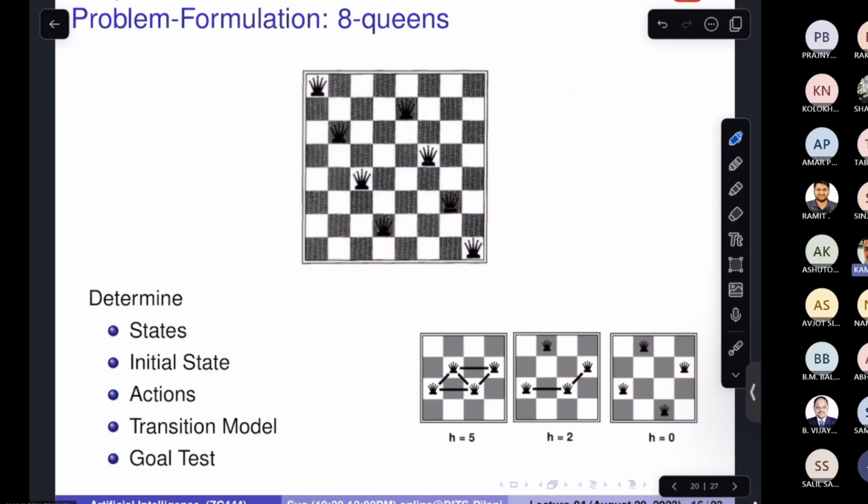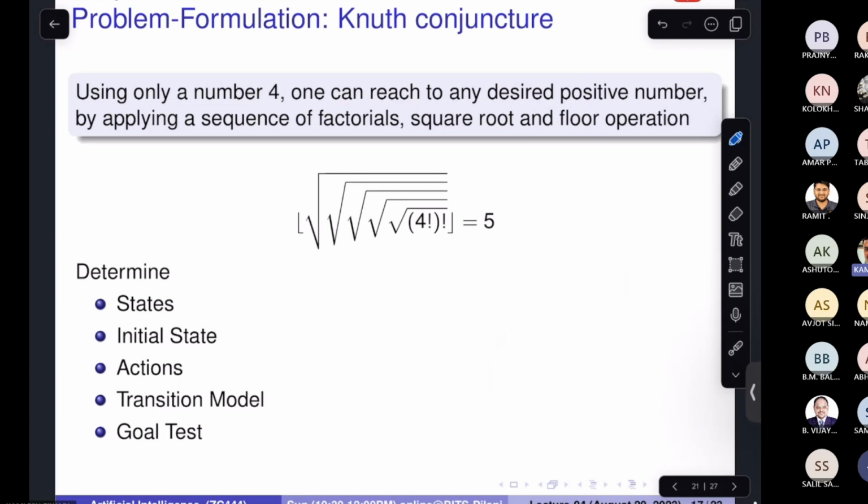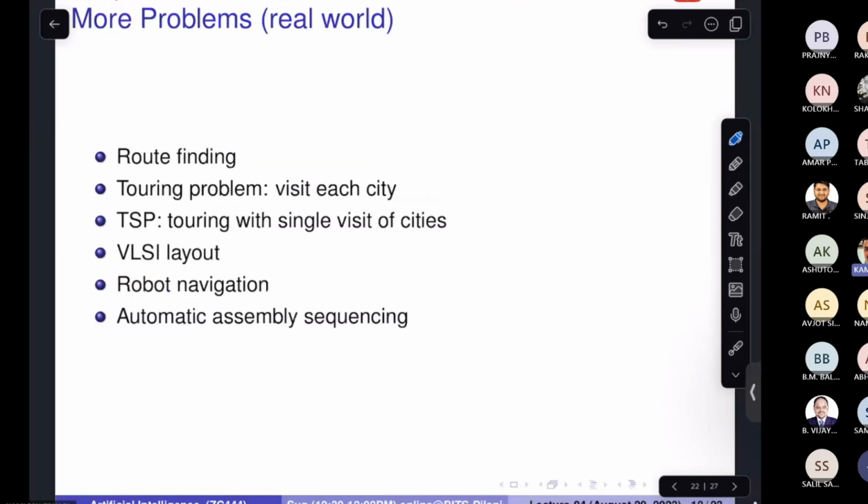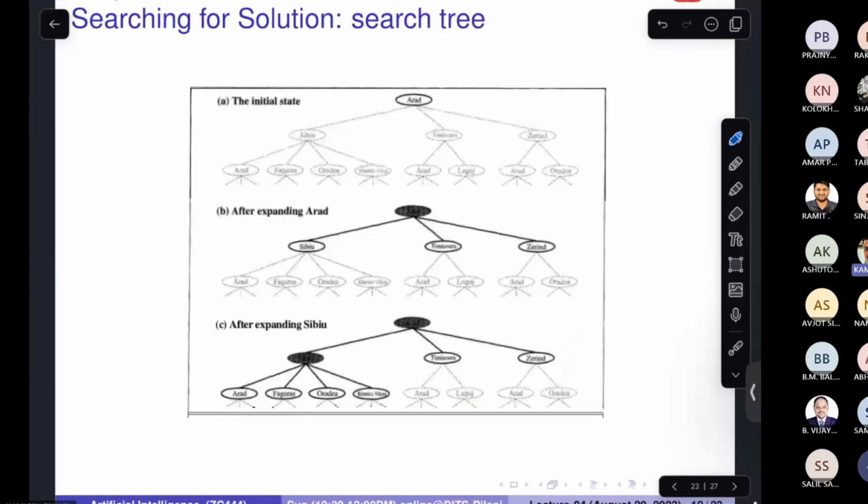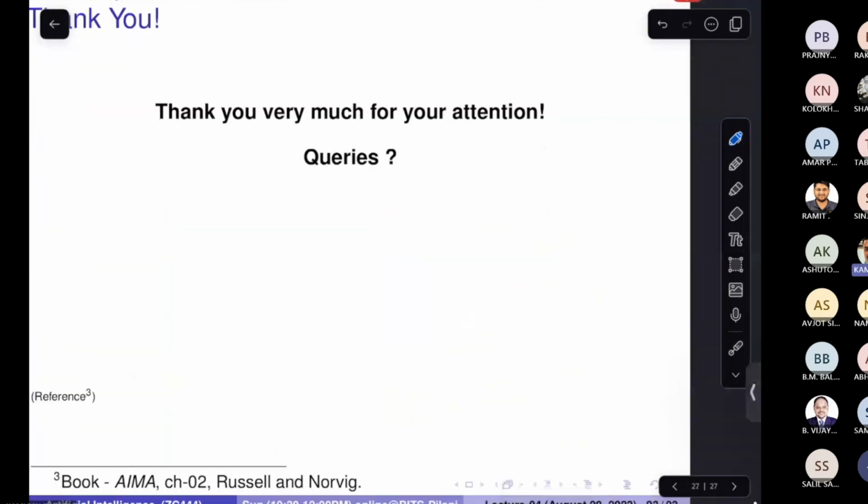One more problem, that is the 8 queens problem, and the Knuth conjecture problem formulation. They are actually left to us. We will come back to them in the next class. Okay.